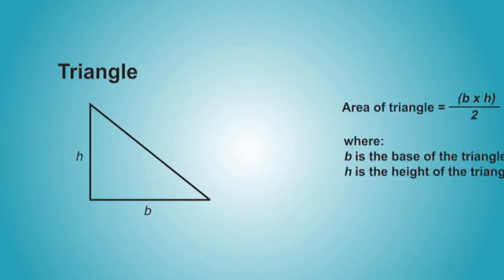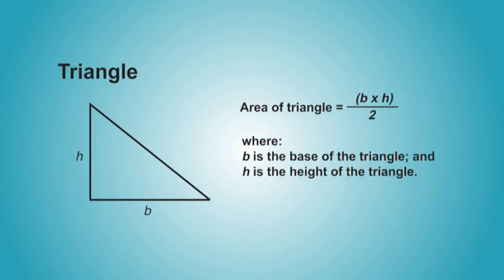The following are the formulas for determining the area of different planar figures. For a triangle, its area is computed using the formula area of a triangle equals b times h all over 2, where b is the base of the triangle and h is the height of the triangle.